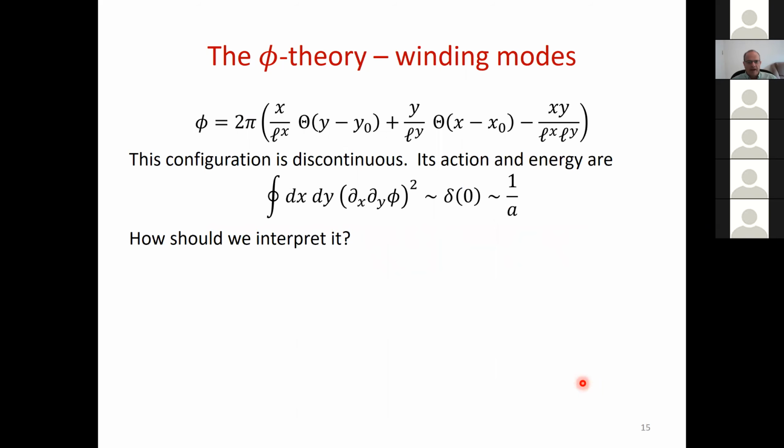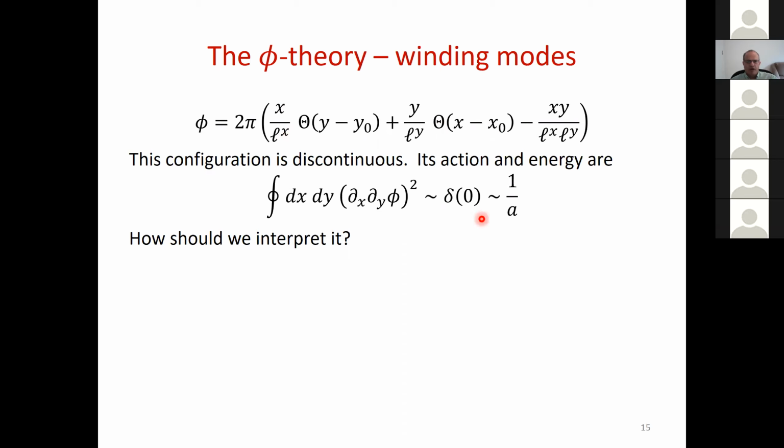Now, what should we make of these charges? It's a little bit strange because the action of this configuration is actually infinite. And I made a big deal earlier that we should study discontinuous functions, but only insofar as their action is finite. The action of this configuration is infinite, because if we substitute this in the action, the double derivatives give us a delta function. And when we square it, we get delta of 0, so it's infinite.